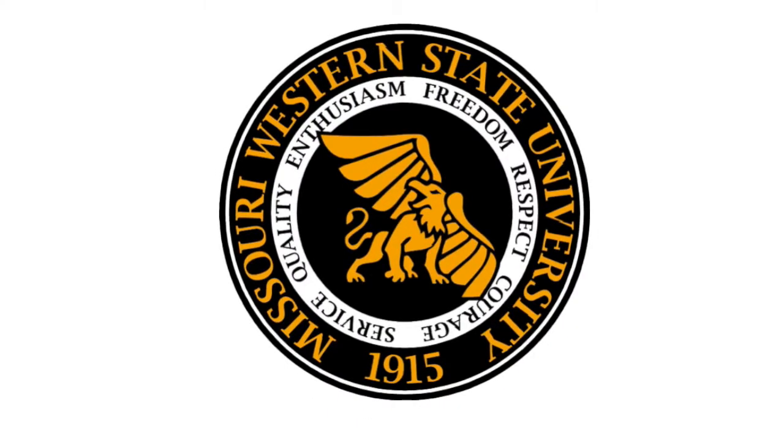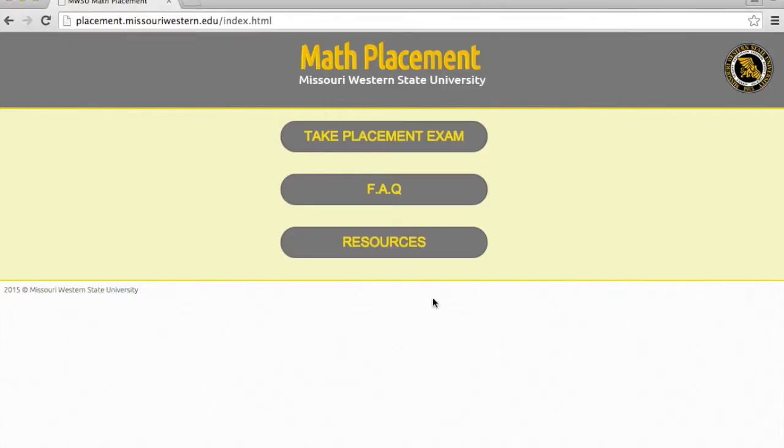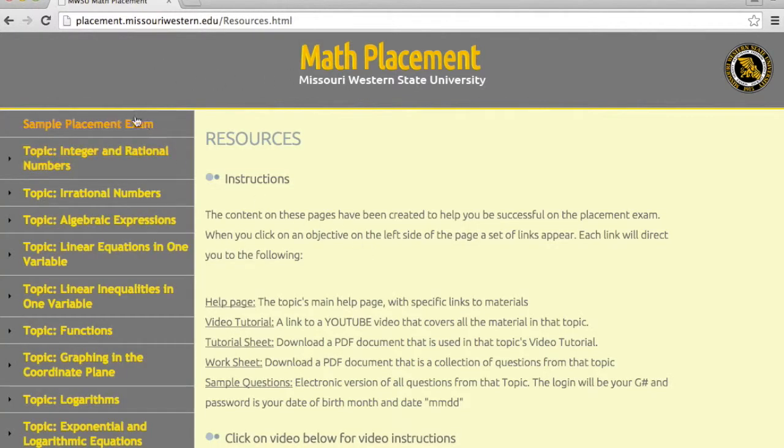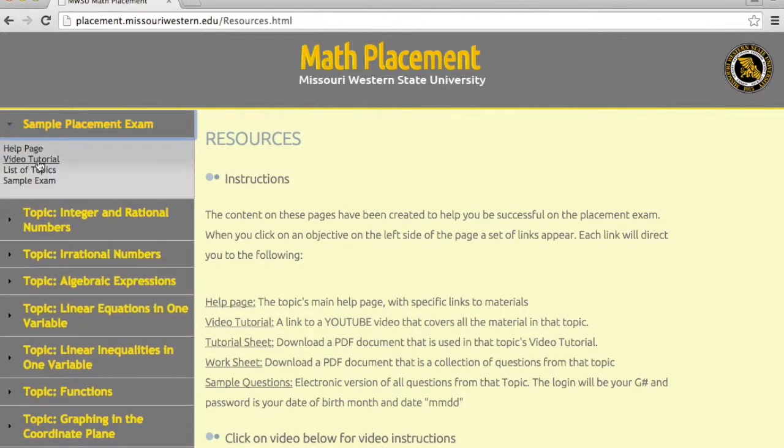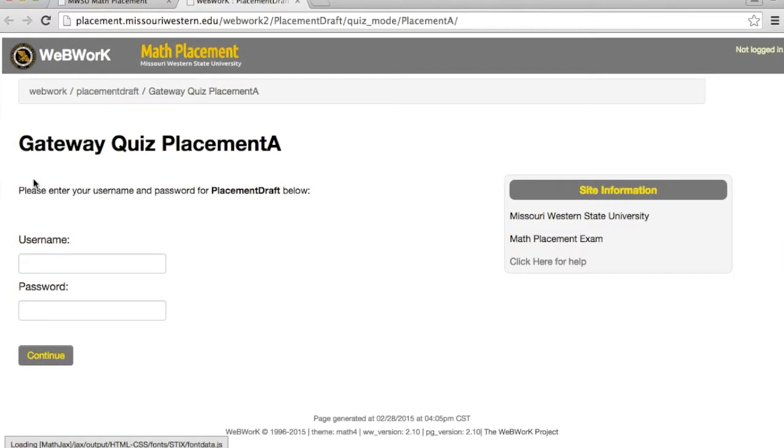Taking a sample exam. Again, from any web browser, you can go to placement.missouriwestern.edu. From here, you can hit the Resource tab. In the Resource tab, you can look at Sample Placement Exam on the left-hand side, and you can choose to have a sample exam. This will link you to the sample exam that we're offering.